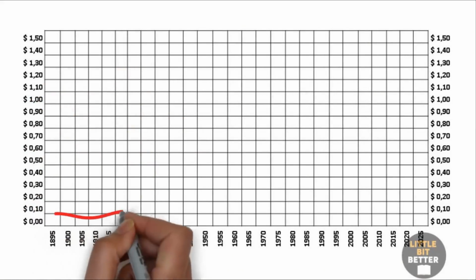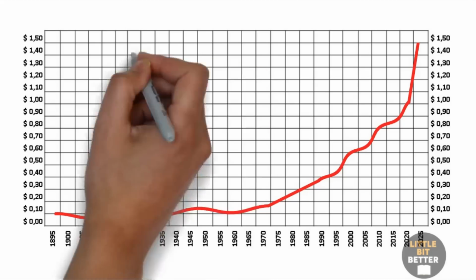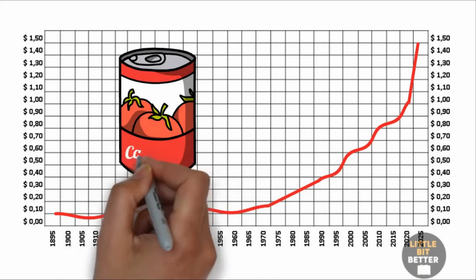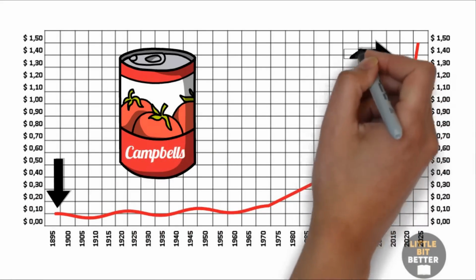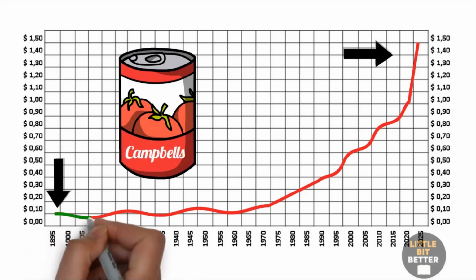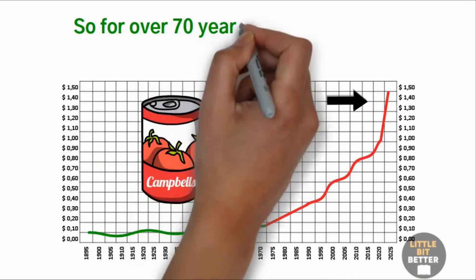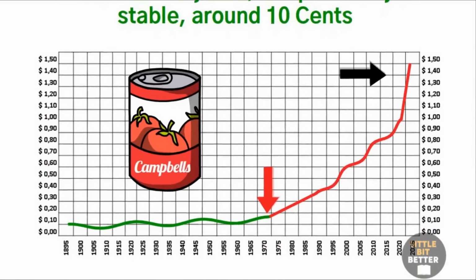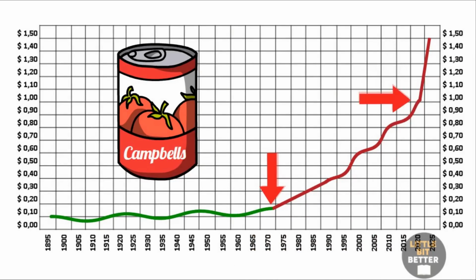If you want to see only one graph to understand the current economic crisis, the death of the dollar, and money in general, then I would show you this. This graph illustrates how the price of one can of tomato soup has changed from 1898 until 2022. As you can see from the graph, the price of the soup hadn't almost changed since the beginning until 1971. So for over 70 years, the price stayed stable, around 10 cents. However, it started going up in 1971 and became even more dramatic after 2020.